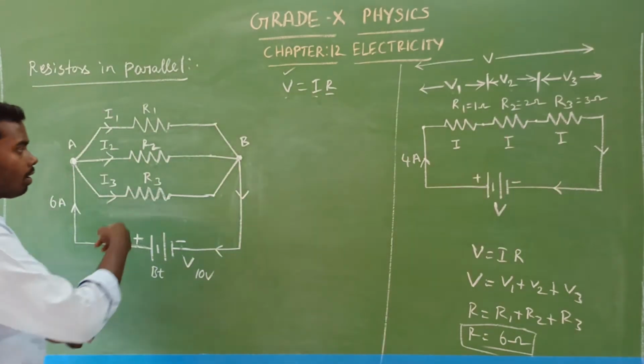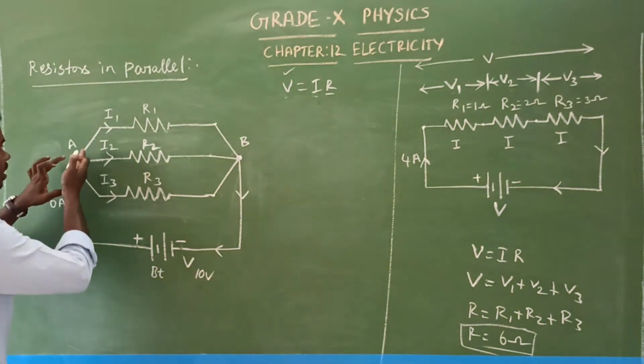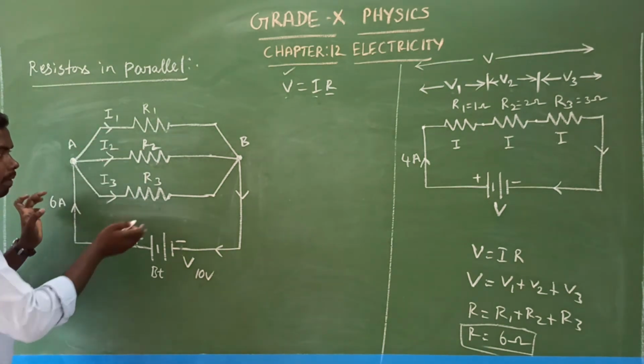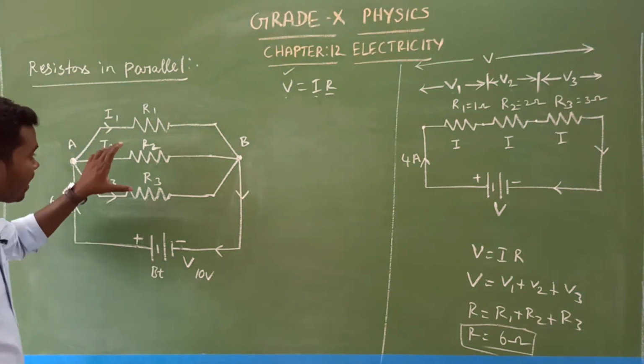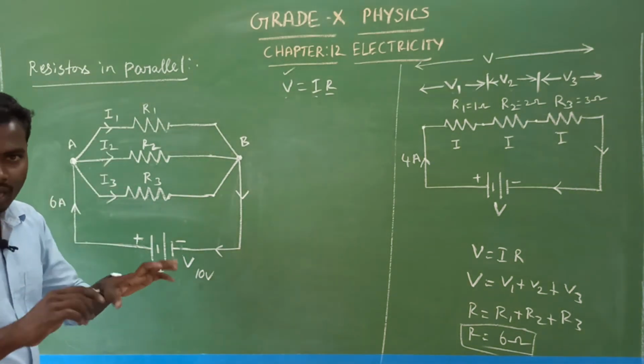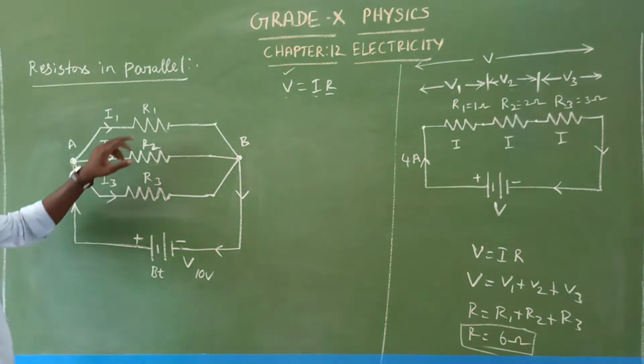But come to parallel. Here there are three paths for current flowing. That is the reason why current gets distributed. Am I right? Yes. So look at here.